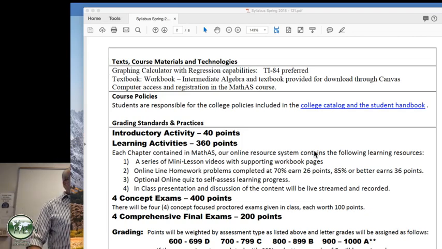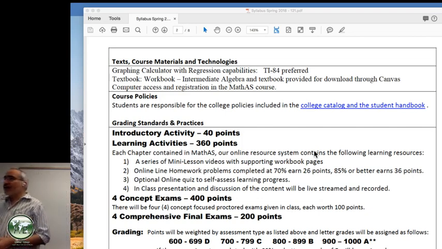Okay. Textbook, there is a printed workbook that's available from the bookstore. I don't know, has anyone gotten it yet? I think it's $25, $30. It's also all available in the Math AS that I'm going to show you next. So it's all electronically available in there. You can print off some of the pages that you need or print it all off.